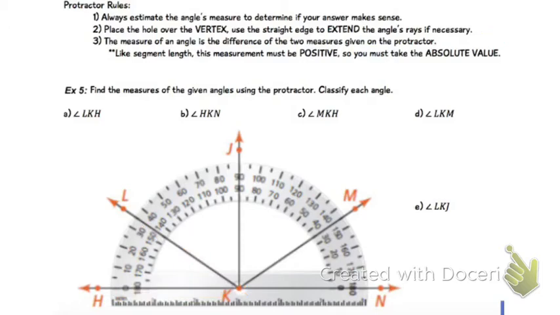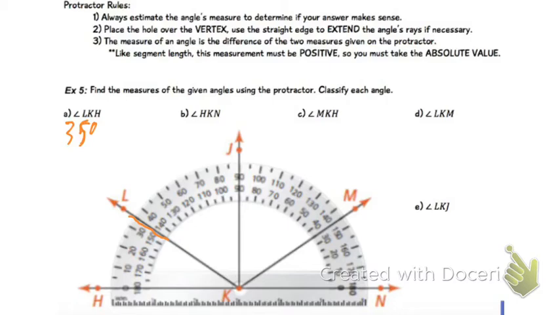Would it be realistic for us to say, okay, well, this comes along right up here, so halfway between 30 and 40 and halfway between 140 and 150. Is it more likely it's 35 or is it more likely it's 145? 35. It's not realistic for it to be 145, right? When it says in rule one, always estimate the angle's measure to determine if your answer makes sense, that's what it's talking about. Does 135 make sense? 145 make sense? No. That'd be obtuse, and this is clearly not obtuse. So it's actually just 35 degrees.